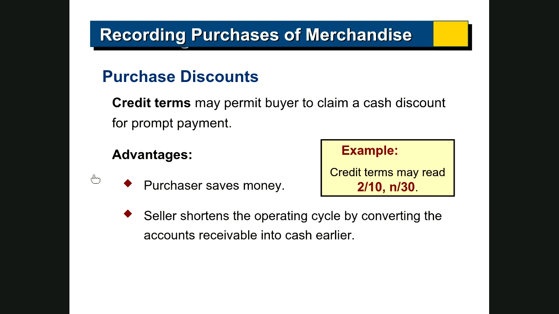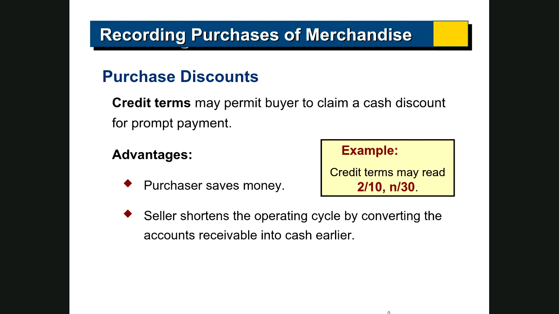Anyhow, the companies give you something called a purchase discount if you pay within a period of time. So the companies encourage the buyers to pay on time. They're willing to give them a discount to pay on time. And these payment terms are given at the time of purchase. So for example, here we have 2/10, n/30. This is an example of a discount term.